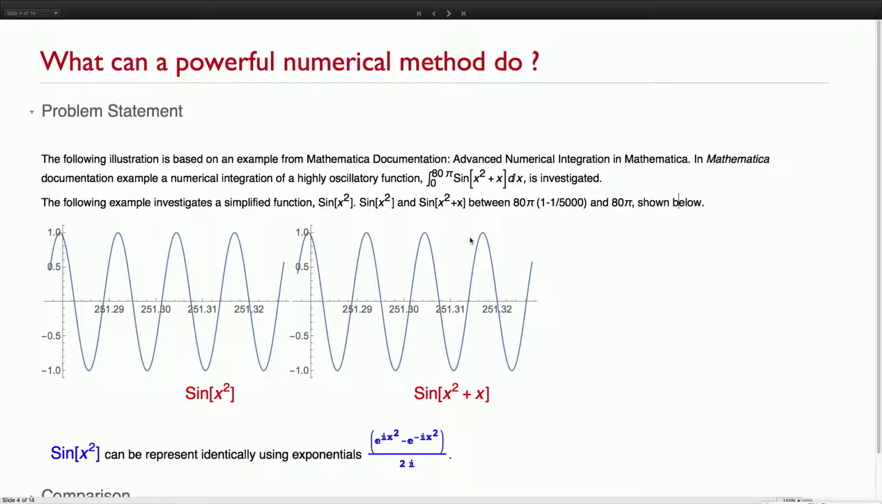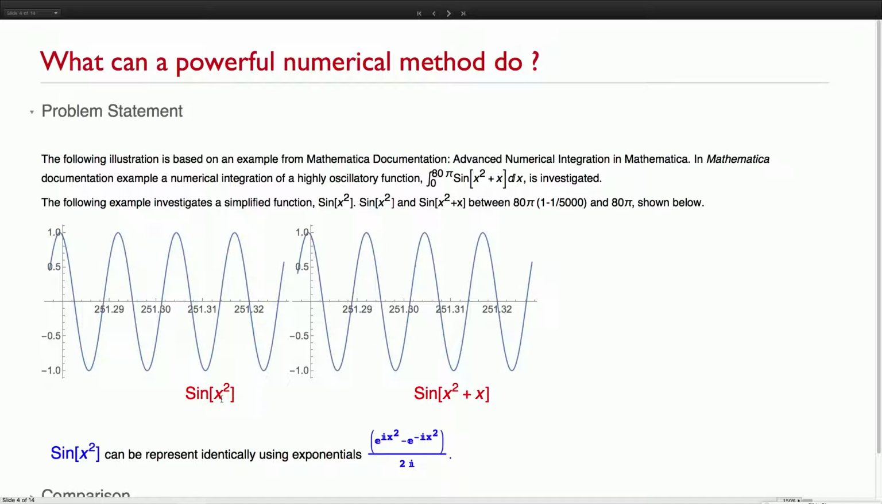Okay, much better. So when you have such a powerful numerical method, what can we do with this? This is an example from Mathematica's documentation where we are trying to integrate this function. This is a highly oscillatory function. And when we were doing this numerically with our method, we found something peculiar, and we wanted to investigate a little further. For that, we just drop this x in this function for simplicity, and also so that we can represent that sine square x as an exponential exactly.